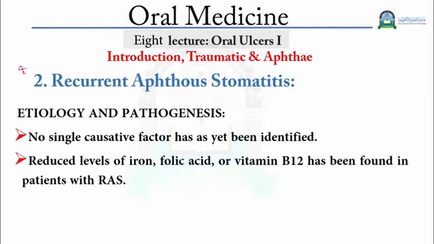The second type of ulcerative lesions is recurrent aphthous stomatitis. The causes of recurrent aphthous stomatitis are not mentioned in the textbook as a single causative factor, but there are some etiologies or risk factors which are related to recurrent aphthous stomatitis, such as iron deficiency and folic acid deficiency, as well as vitamin B deficiency. All these deficiencies have been found in patients with recurrent aphthous stomatitis.